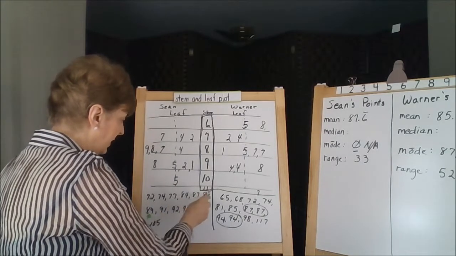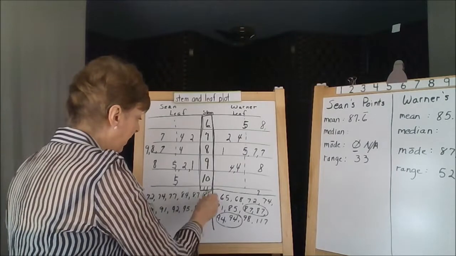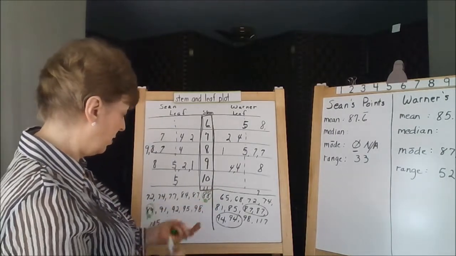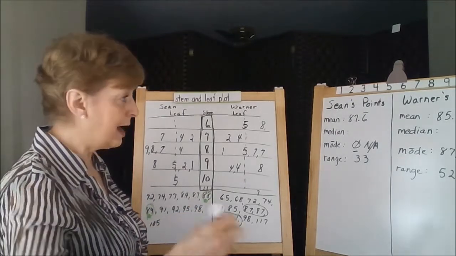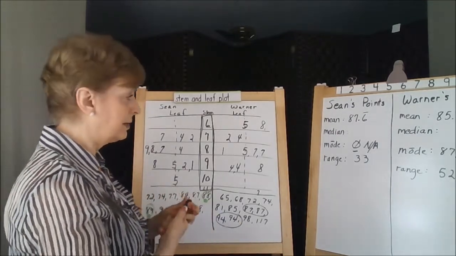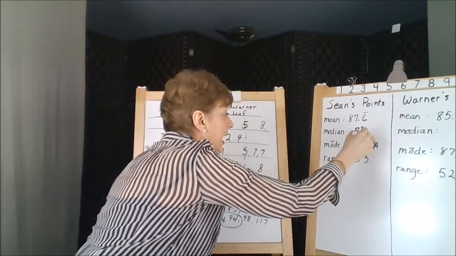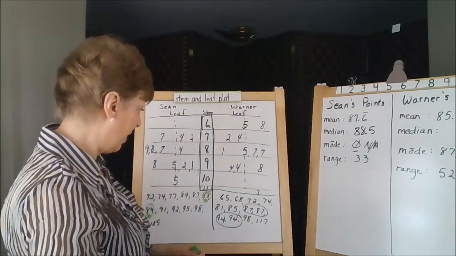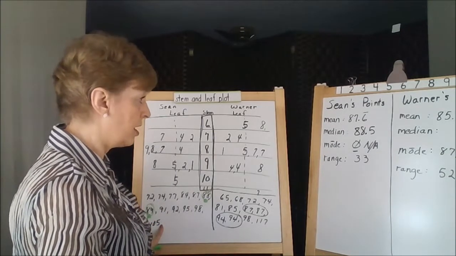So 88 and 89, these two would have to be averaged. Because they're right next to each other, we can easily tell that 88 and 89 would give us a middle number of 88 and a half, or 88.5. So that would be the median of this set of data for Sean.